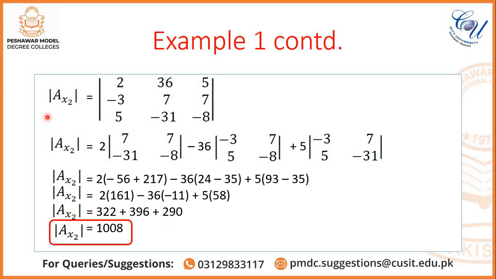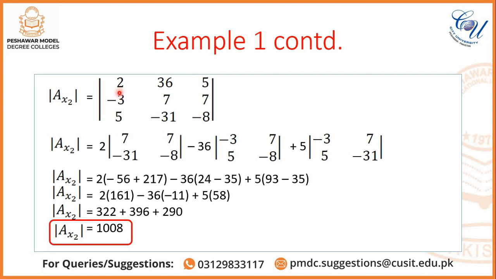Similarly, we have just found the determinant of A for x2, and A for x2 is the matrix in which we have replaced the coefficients of the x2 variable with constants. Here you can see that these are the constants and the remaining determinant is the same as the A determinant.